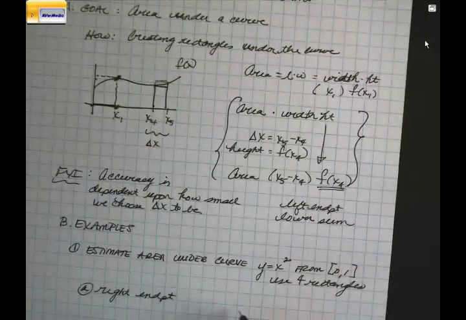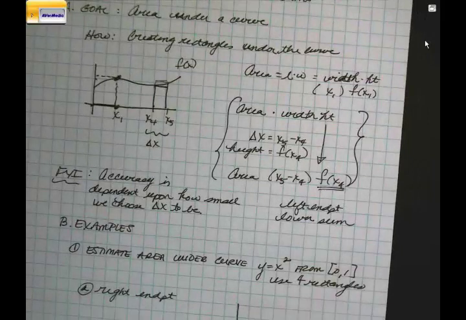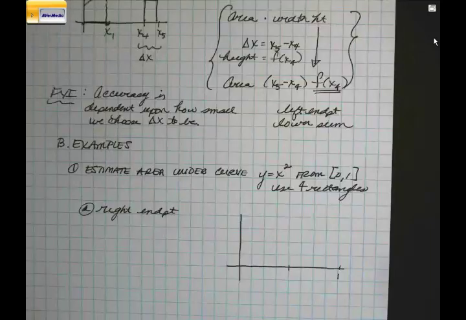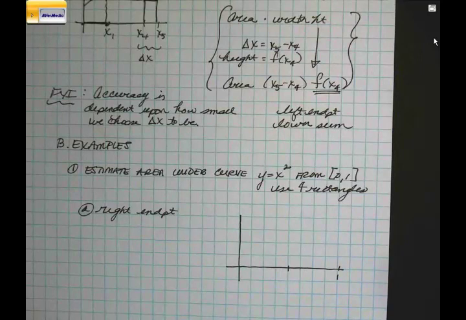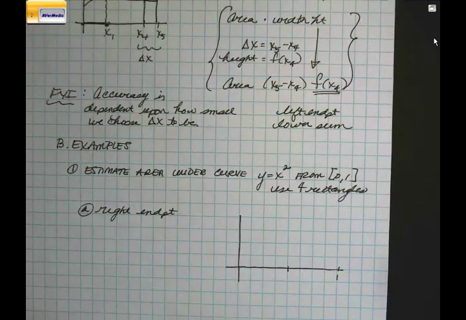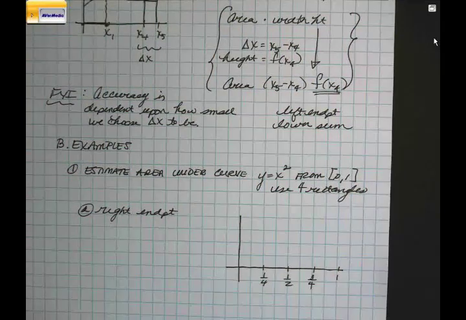Well, if I draw a rough draft of this curve, I'm going from 0 to 1. Okay, and I want 4 rectangles. If I want 4 rectangles, how wide should each rectangle be? What should be the width? A quarter. So here at 1/4, here at 2/4, which is 1/2, here at 3/4, and there at 1. That's going to give me the 4 rectangles.